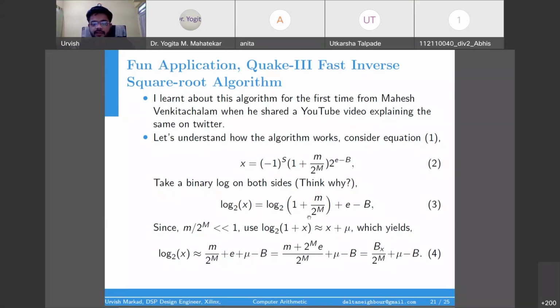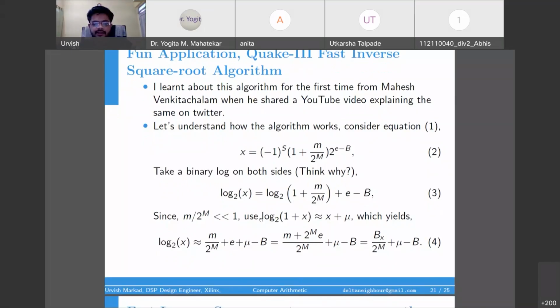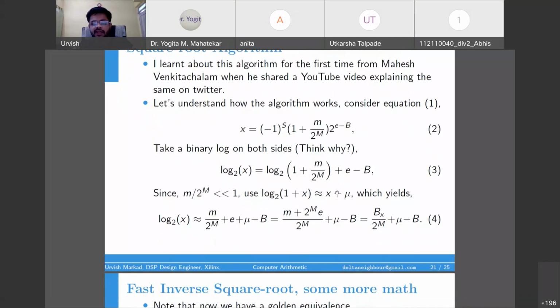So if I take the binary logarithm, I end up approximating it as the bit representation of x divided by 2 raised to m, plus mu minus b, where mu is a pre-computed constant. The fundamental approximation here is that the binary logarithm of 1 plus x is approximately equal to x plus mu, where mu is a predefined constant, generally taken to be 0.05 or something. And this number is always less than 1, because it is divided by 2 raised to m. That has been the fundamental approach here.